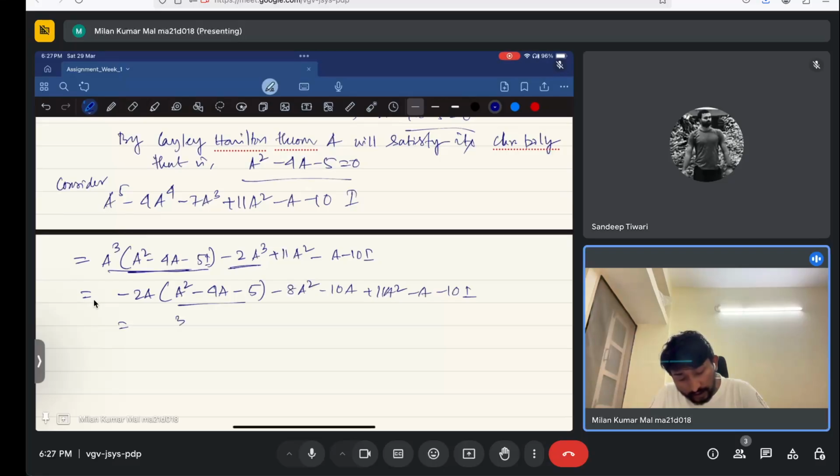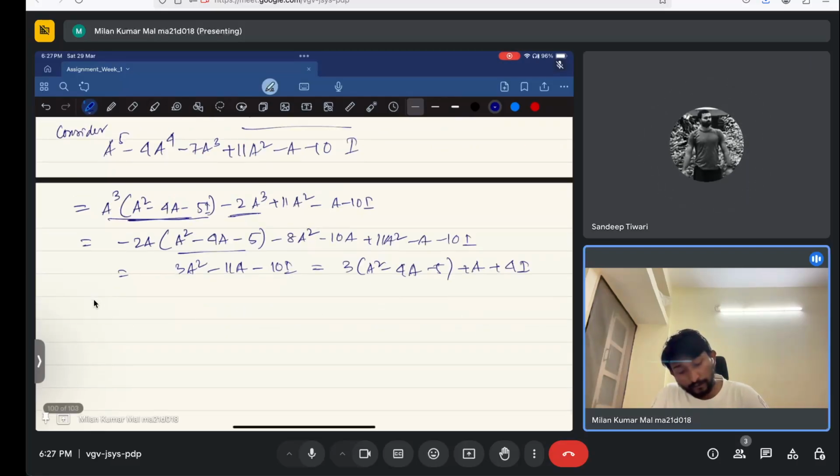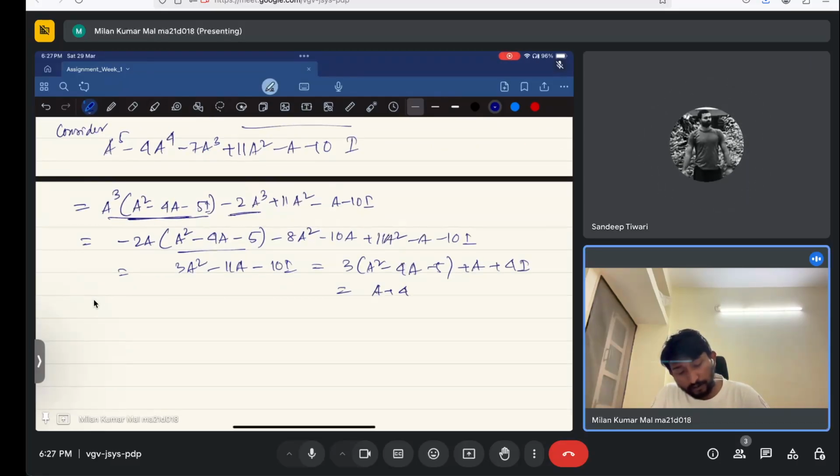So this will be 3a square minus 11a minus 10 identity. So again take 3 common, a square minus, forcefully write 4a, 5 plus 12 is there, so plus a and 15. So this is 4a, 4 identity, right? So therefore this is equal to a plus 4 identity.